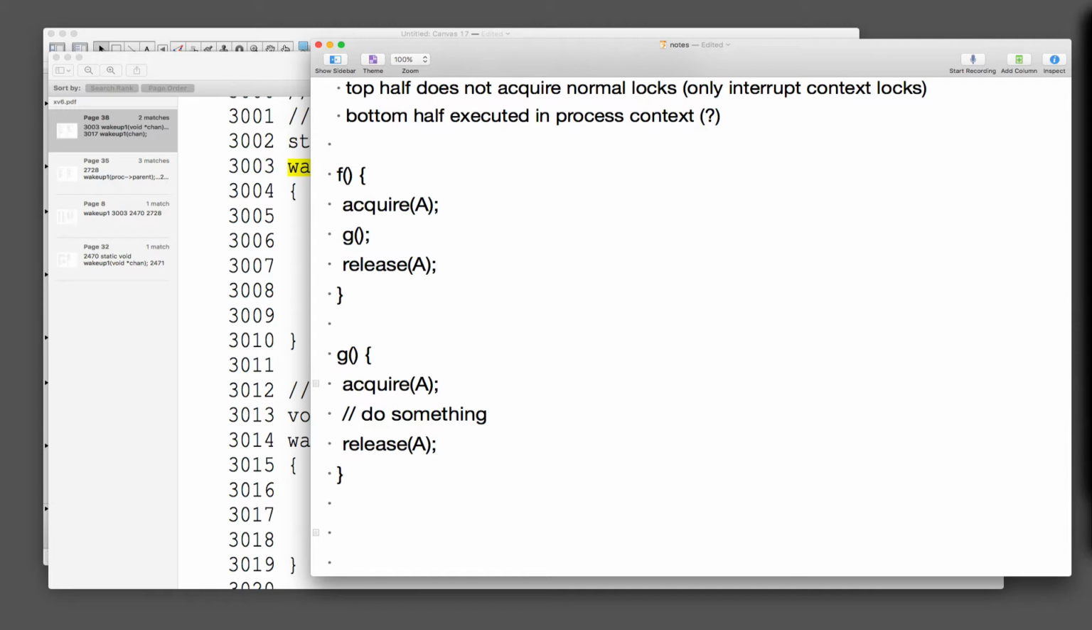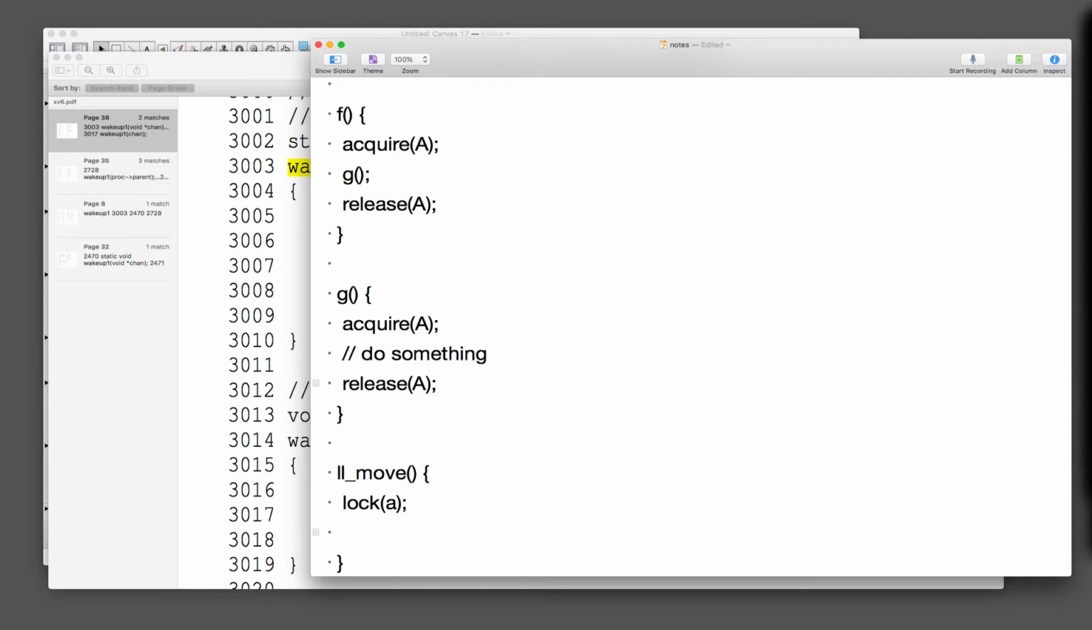I need to have a good example of this one. Okay, so here. Linked list, move, let's say. So we acquire the lock. I'll say lock, that's easier. Linked list lock. Okay, unlock linked list lock.